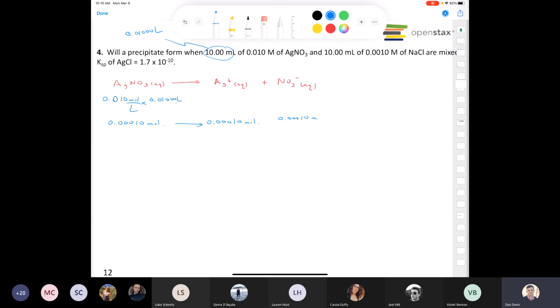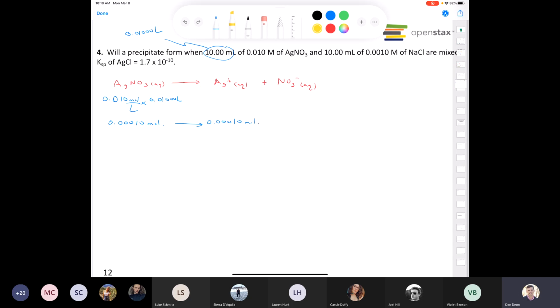Now look, we've also got this many moles of nitrate ions. I'm not even going to worry about those. Why? Because they have nothing to do with the Ksp of silver chloride. Okay, so that's how many moles of silver ions we have.